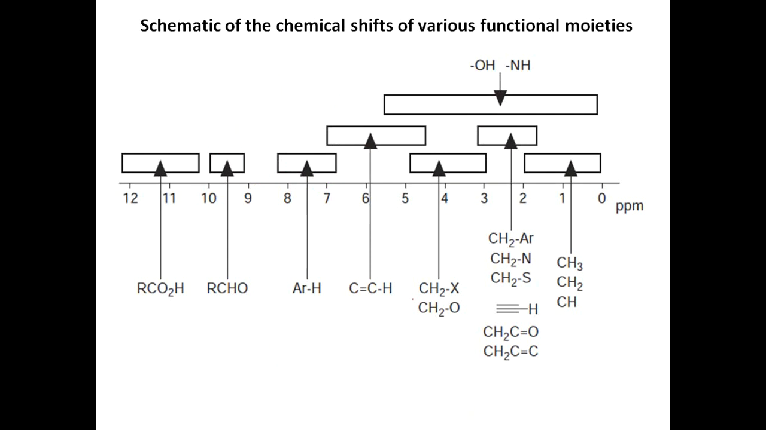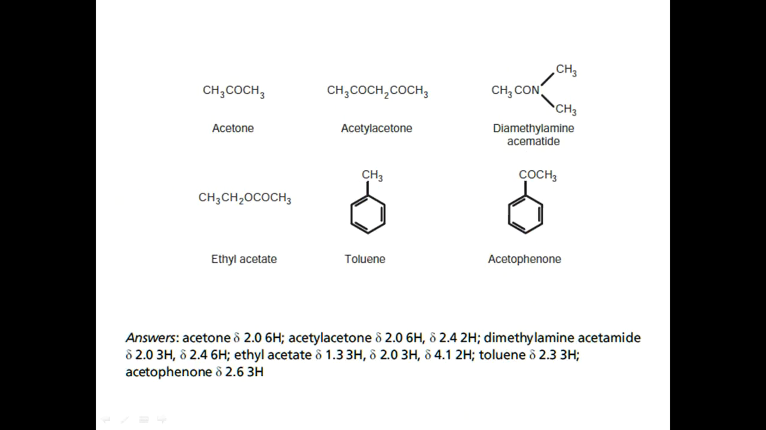So these are some functional groups and the frequencies at which they give an NMR signal, their approximate chemical shift values. Let's see some examples here.